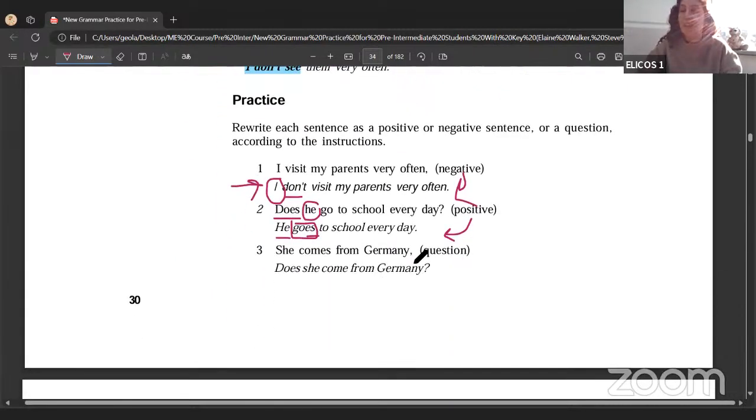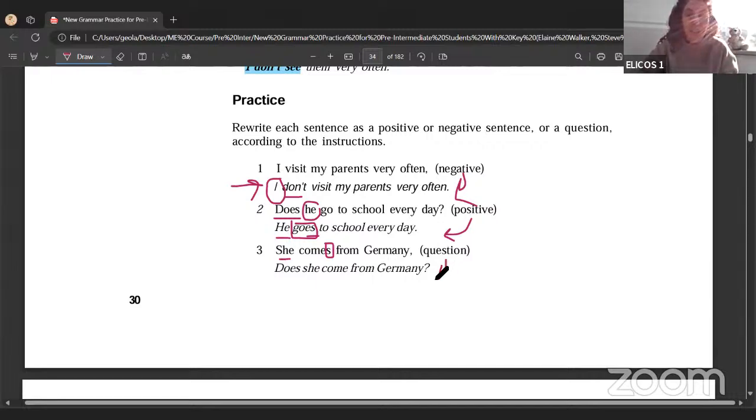Okay, she comes from Germany. That's a positive sentence, true information. I'm telling you where my friend comes from. So she, we know because that's the subject. We've got the S on our action word. She comes from Germany. Present simple.